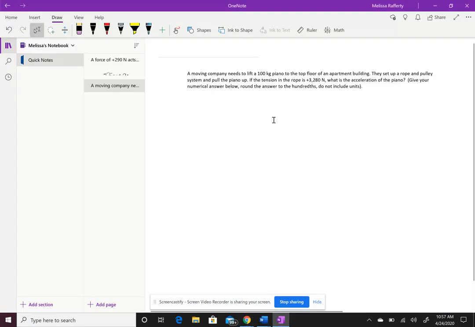A moving company needs to lift a 100-kilogram piano to the top floor of an apartment building. They set up a rope and pulley system and pull the piano up. If the tension in the rope is positive 3,280 newtons, what is the acceleration of the piano? And then they tell you how to enter your answer into the form.